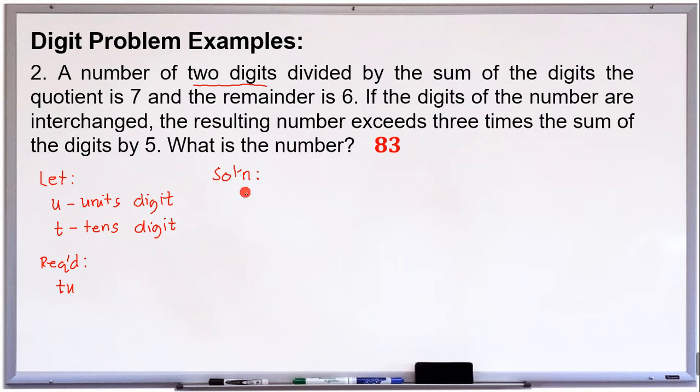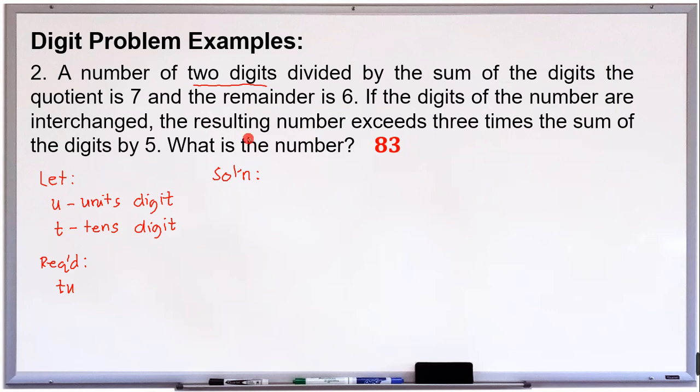Now, as I told you in the previous video, in solving a digit problem you need to generate a working equation from every sentence that is present in the problem. So let's start by interpreting the first sentence. The first sentence states that a number of two digits divided by the sum of the digits, the quotient is 7 and the remainder is 6. Now we have a concept here, that we're going to divide the number with a remainder.